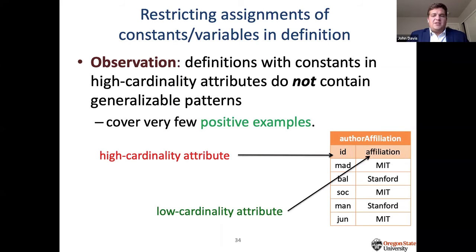We also observe that attributes with a large domain are likely to not contain generalizable paths. This will lead to very little positive coverage. For the examples shown, we see that there are only 2 schools shown in the right attribute, author affiliation, but 5 values in the ID attribute. This shows a high cardinality on ID, but a low cardinality on affiliation.